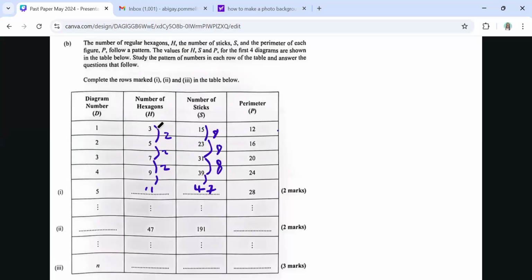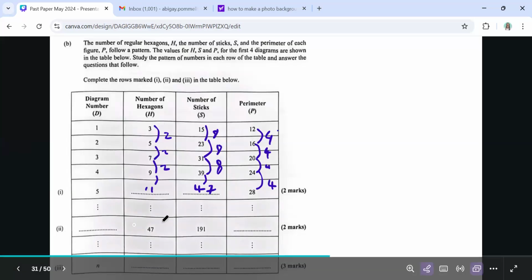And if I'm coming down here, I am adding 4. Good. So we found the pattern right there. So let us go on to the next row.